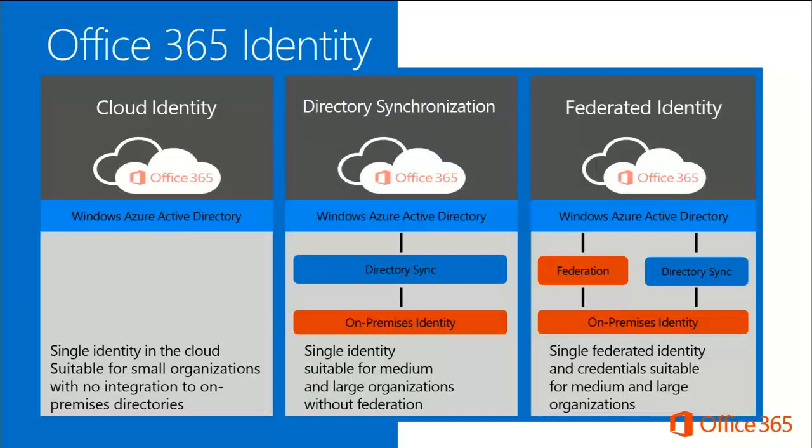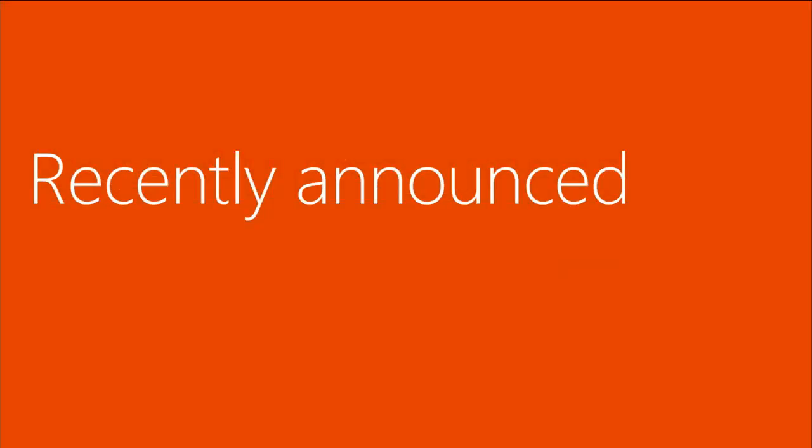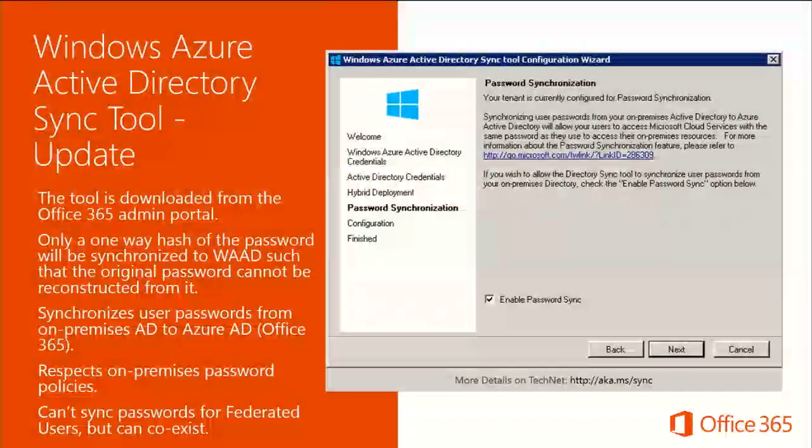All right, so that's our intro section. And now we have these two new features that have just been announced that I want to talk about. The first one is password synchronization in the directory synchronization tool. This was just announced yesterday, and I think the bits for the new DirSync tool are just available to download from the Office 365 portal as well.